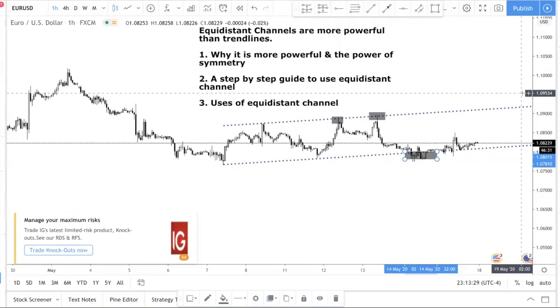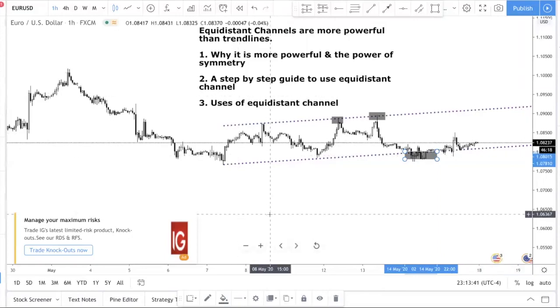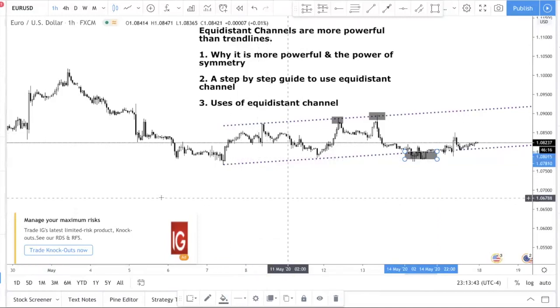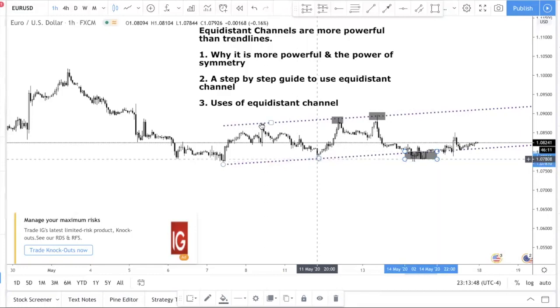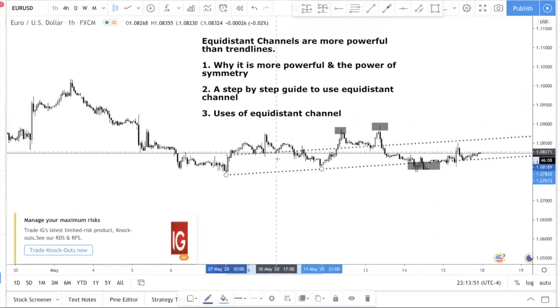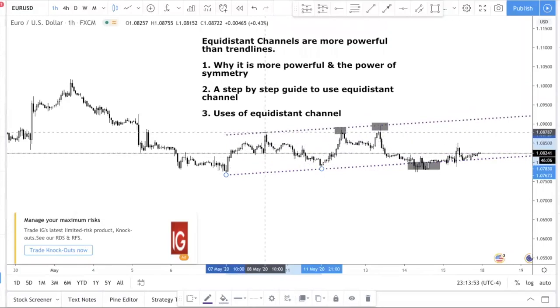Okay, so that's it for this video. Right, in summary, the equidistance channel is more powerful than trend lines. If you are not using it, make sure you use it. It's more powerful because it has the element of symmetry. As a step-by-step guide, basically you want to identify 2 swing points, and then you shift the other line up to another swing point that's in between the 2 swing points you identified. And lastly, you want to use the equidistance channel for stop loss, take profit, as well as entry opportunities.